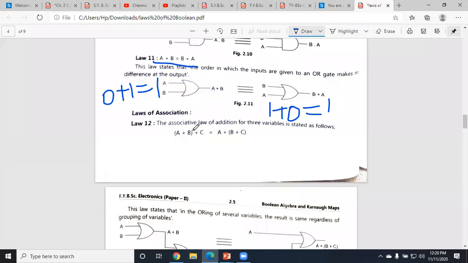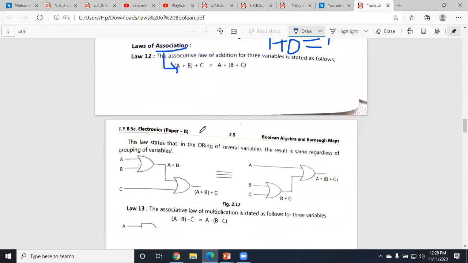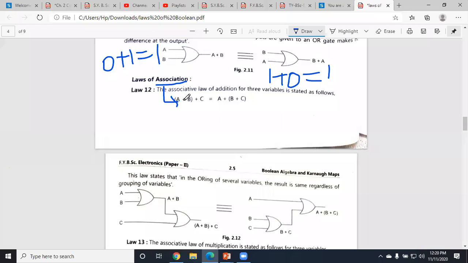Law of association. The next law is your law of association. What is that? The associative law of addition for three variables. This is the law of addition for two variables. Now the law of association indicates the addition of three different variables. A, B and C are the three variables we are using. Now we have to prove that (A plus B) plus C is equal to A plus (B plus C).